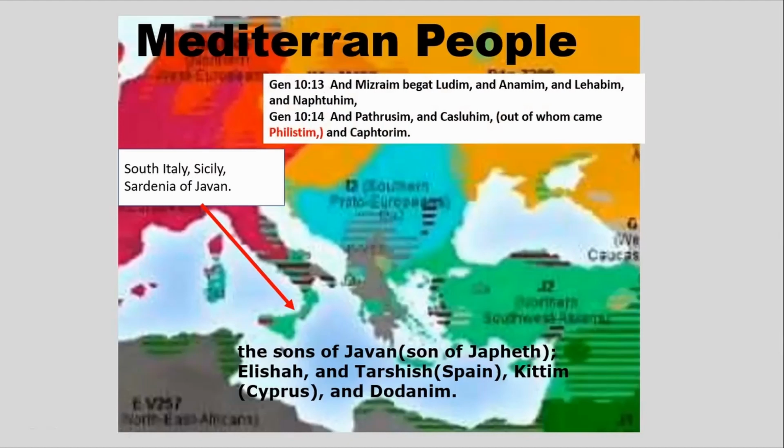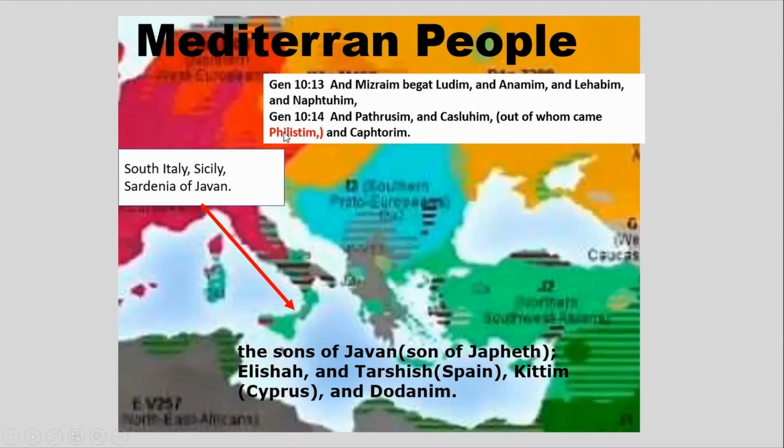Okay, now here's the account. You have Mizraim, and it lists all his children in verse 10:13 of Genesis. Then 10:14 talks about that there was one of his children that was the Philistines. So the Philistines would have come from the line of Mizraim.